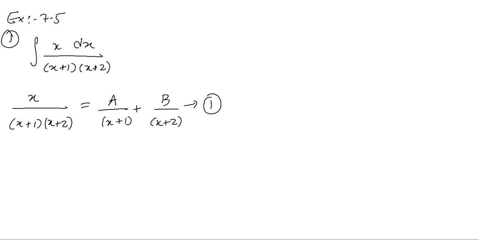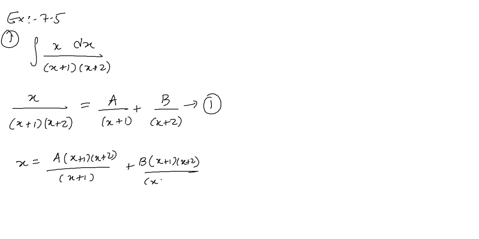Give this equation as 1. We will use this afterwards. Now here I am interested in finding the value of a and b. So what I will do is cross multiply by x plus 1 and x plus 2 over here. So a into x plus 1, x plus 2 upon x plus 1 plus b into x plus 1, x plus 2 upon x plus 2. You can see that x plus 2, x plus 2, and here x plus 1, x plus 1 will get cancelled out.